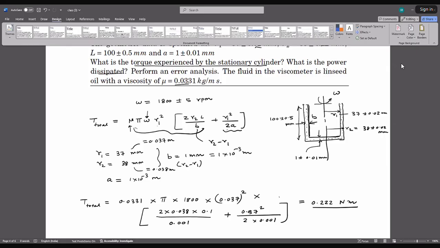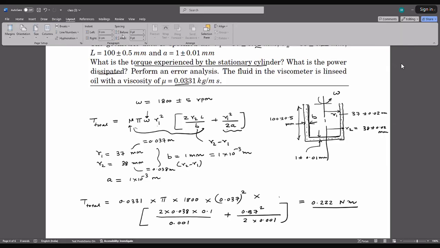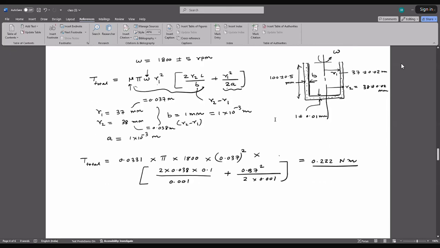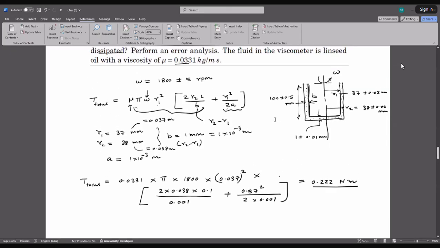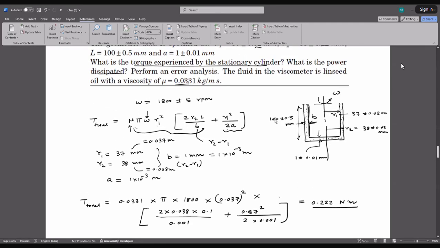Now we need to find the uncertainty on this. Sir, I have a question here: this 1800 should be converted by multiplying by 2 pi and dividing by 60, if I'm not wrong, right? Yeah, this is omega. You are correct. This is in RPM, right? So this is N, not omega.